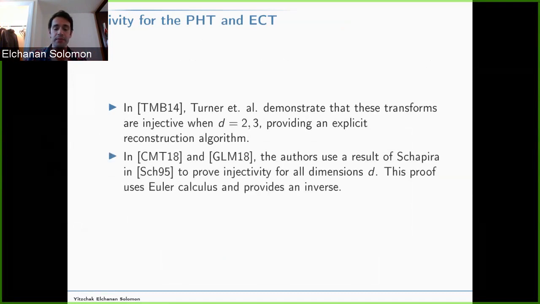And then later work by Greist and others, and also by Curry and others, including Turner, they use a result of Schapira to prove injectivity for actually all dimensions D, and the proof is really elegant. It just uses Euler calculus, and it also provides a way of getting an inverse. In other words, once you're given the transform, how to rebuild the shape.